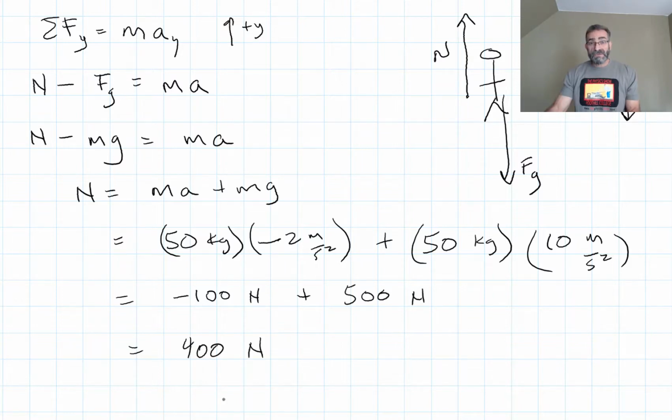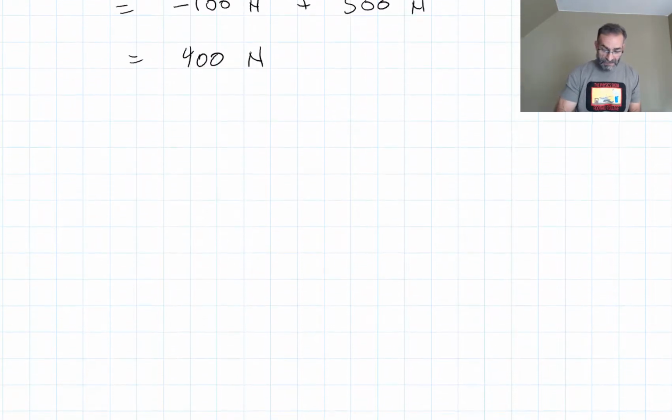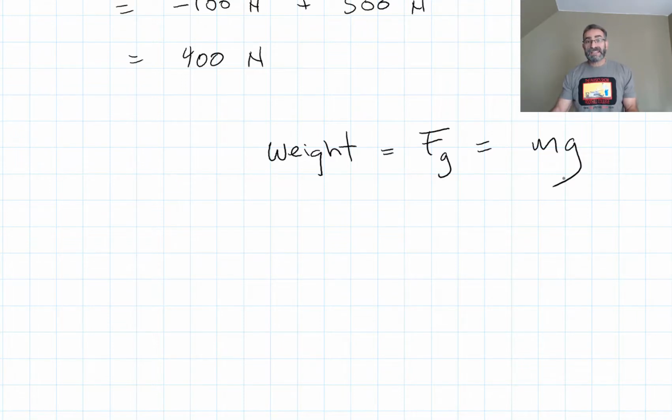And the normal force you feel when you're in an elevator, we have a special name for that. We call it the apparent weight. Your weight never changes. The force of gravity between you and the earth never changes. Your weight is the force of gravity, is mg. That never changes as long as you don't leave the surface of the earth. As long as you're close to the surface of the earth, that gravitational attraction is always the same. What changes is the normal force.